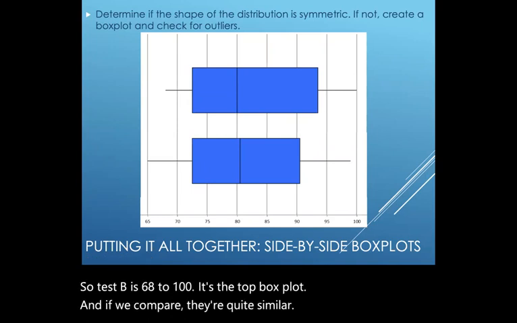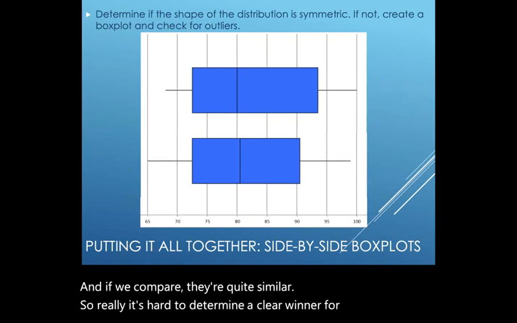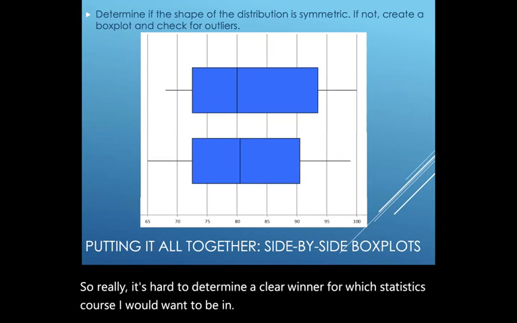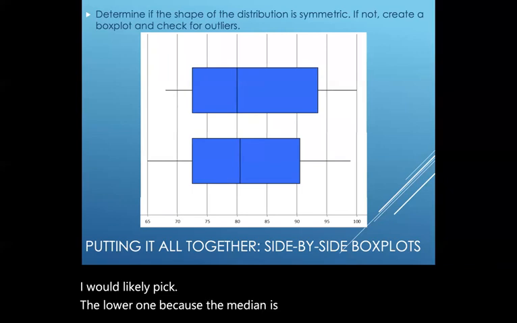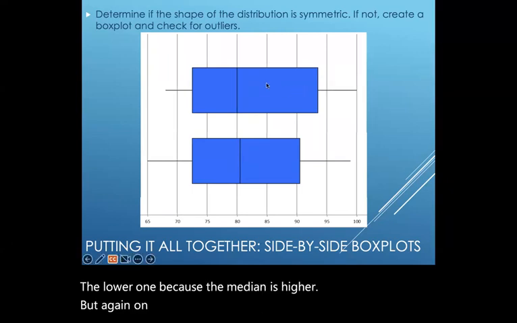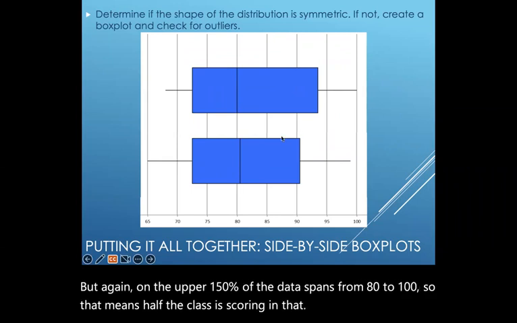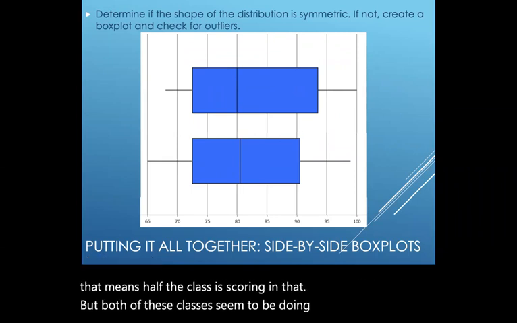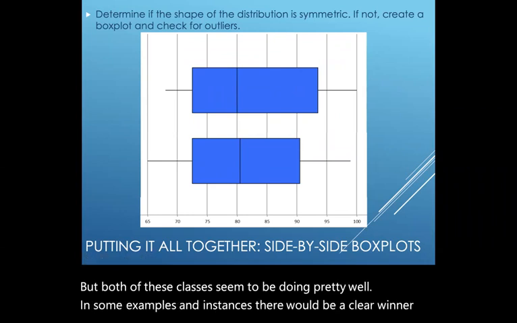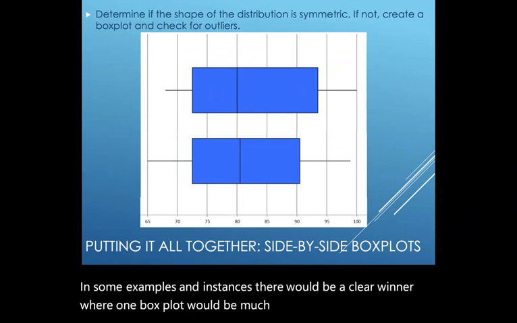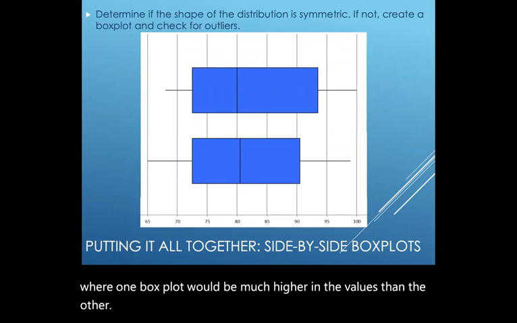So really, it's hard to determine a clear winner for which statistics course I would want to be in. I would likely pick the lower one because the median is higher. But again, on the upper one, 50% of the data spans from 80 to 100. So that means half the class is scoring in that. But both of these classes seem to be doing pretty well. In some examples and instances, there would be a clear winner where one box plot would be much higher in the values than the other. But in this case, they're pretty comparable.